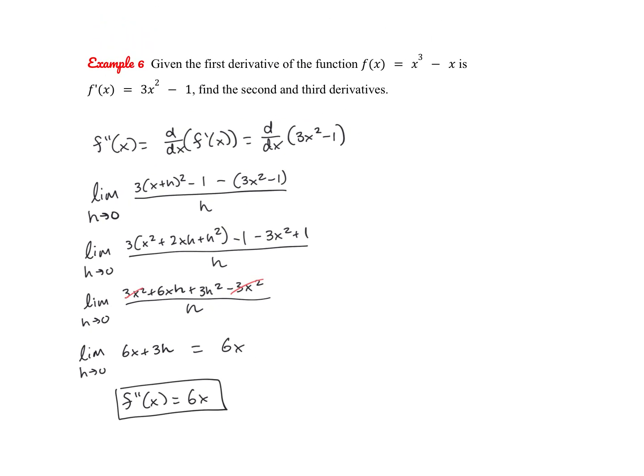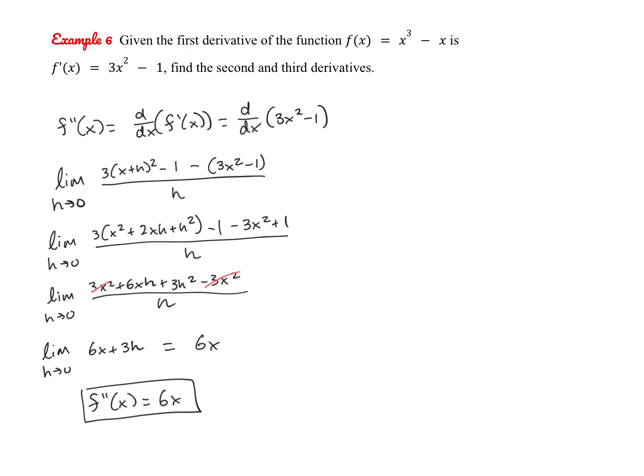But now we're going to find the third derivative. So the third derivative is just going to be the derivative of our second derivative, f double prime of x. So we're essentially finding the derivative of the function 6x.